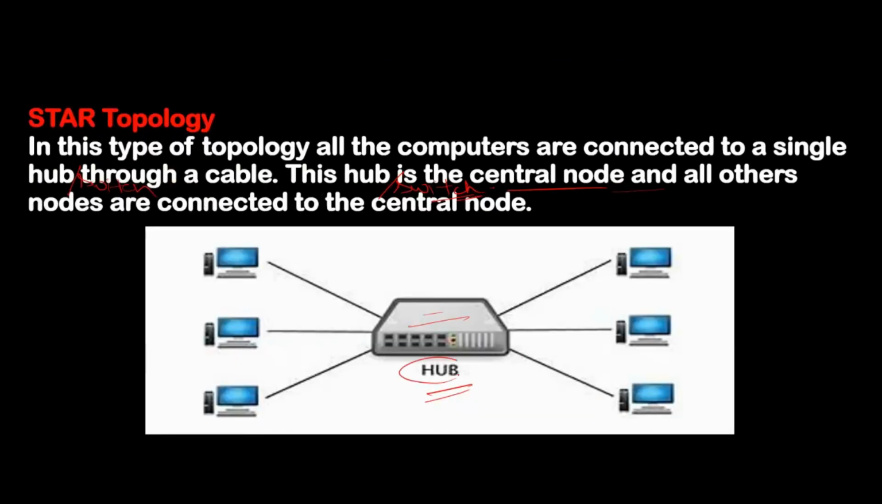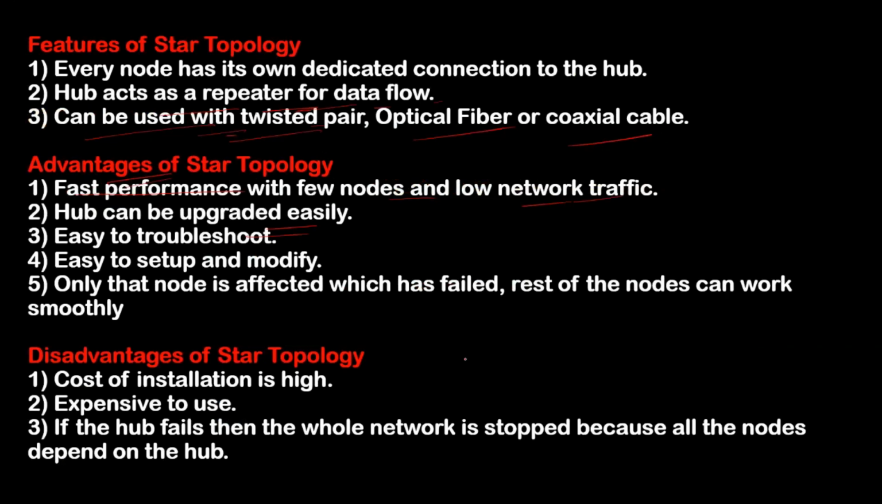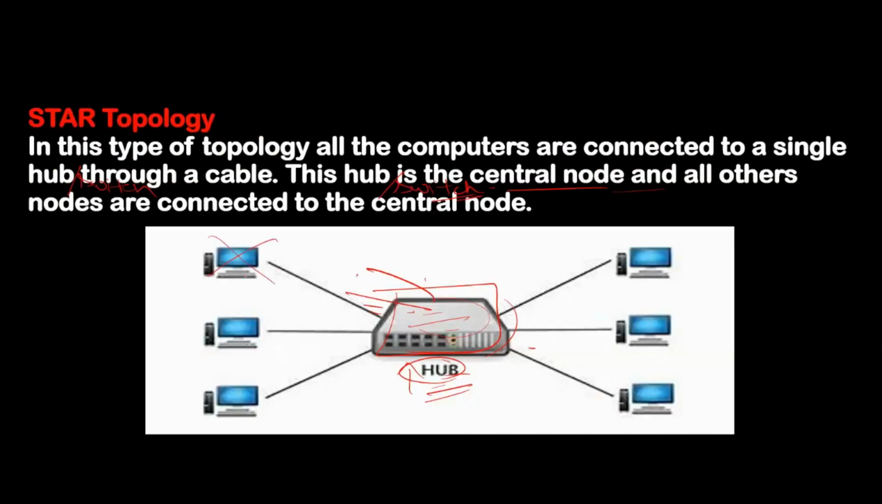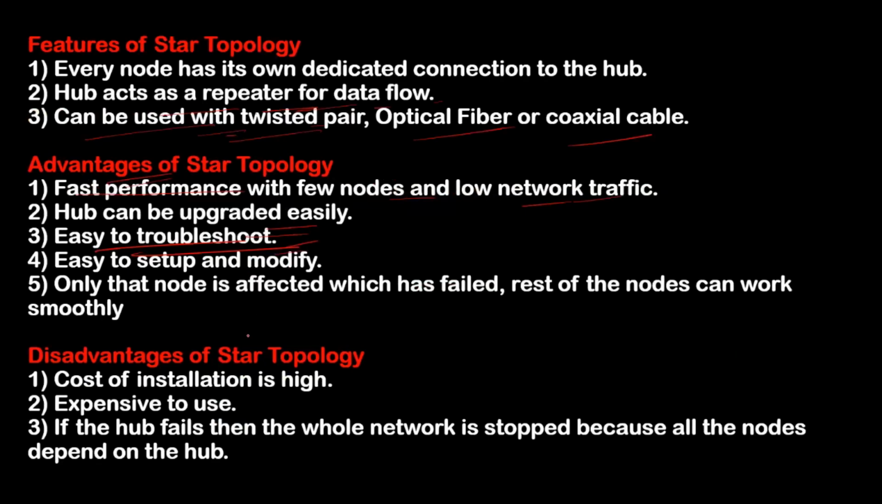What do you have to do? In this topology, suppose we are using a hub and want to upgrade it to a switch. You only have to remove the cables, remove the hub, align the switch, and then attach the cables. That's all. And it is easy to troubleshoot. Easy to troubleshoot means only the node that has failed is affected. The rest of the nodes can work smoothly. Suppose in this topology this system fails, only this system is affected. No other system is affected. So that's why it is easy to troubleshoot. You only have to troubleshoot that PC, not the whole network.